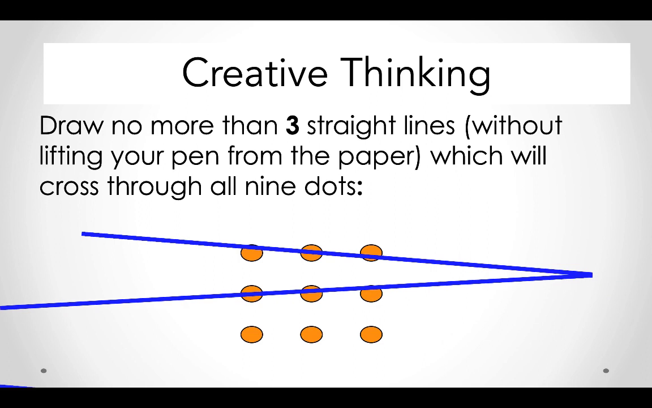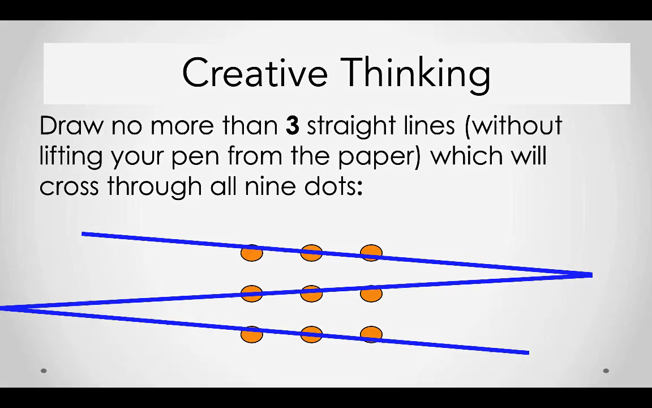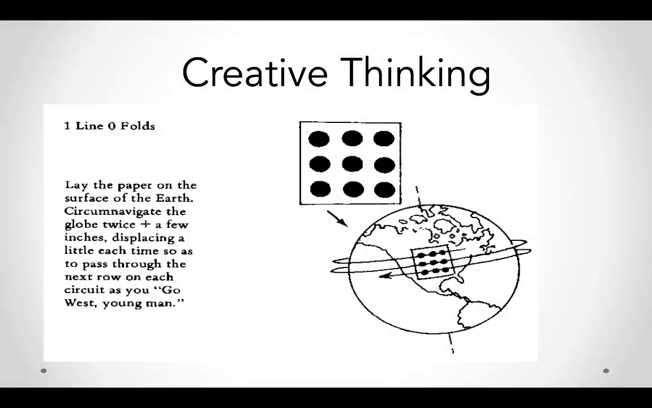Okay, it's one solution, right? So we can use straight lines that are long enough that they can go through all 9 dots. Or you can go like this. You can lay the paper on the surface of the earth, so lay it down on your floor, and then go around the world with a line that goes and comes back again and again and goes through all the dots.